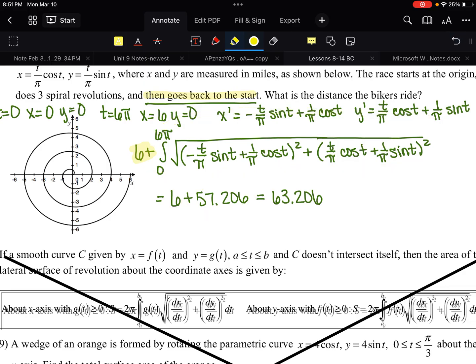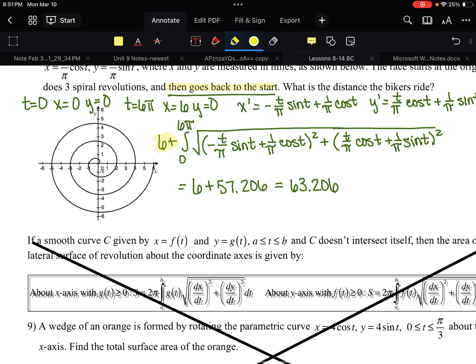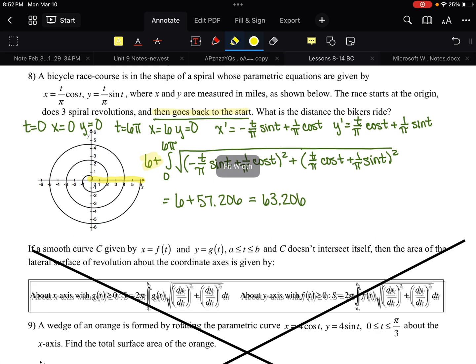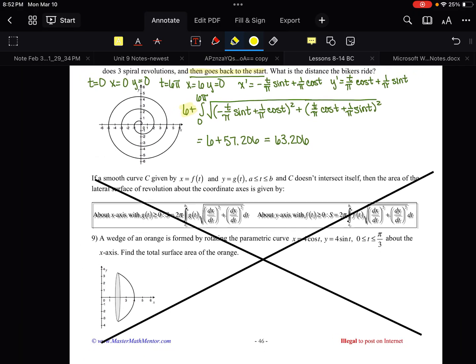This is a free response question that would be really easy to miss though, because the person also went from the end back to the starting point. So that's where the plus 6 came from, because this tells me the distance around the spiral, and this tells me the distance back from 6 to 0. So a total distance of 63.206 miles, because it said it was measured in miles. That's how arc length works.